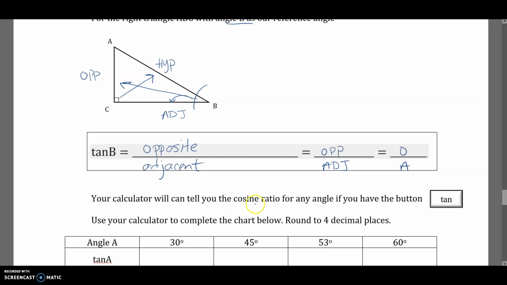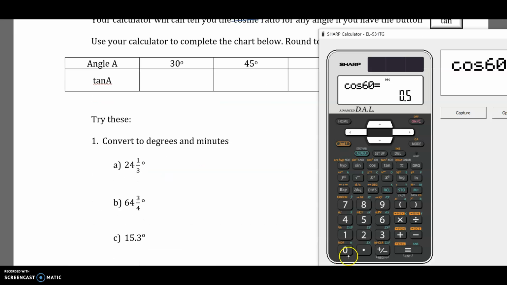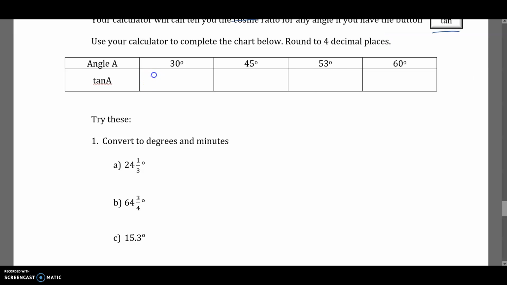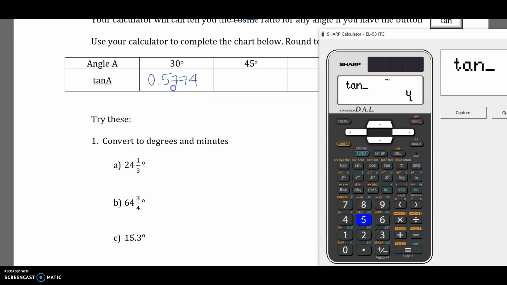So the calculator will tell you the tangent ratio for any angle when we use the tan button. We'll practice that a couple of times. Tan of 30 degrees is 0.5774 when we round. Tan of 45 is 1.